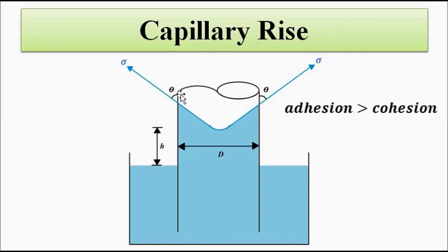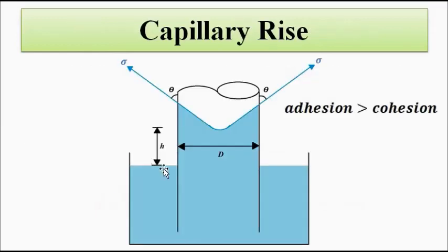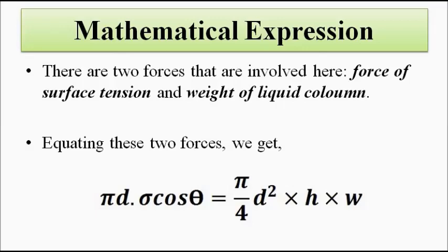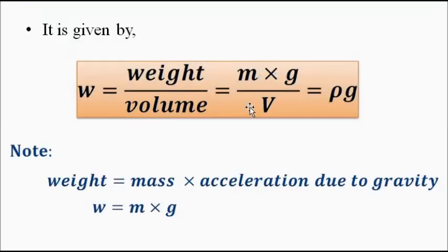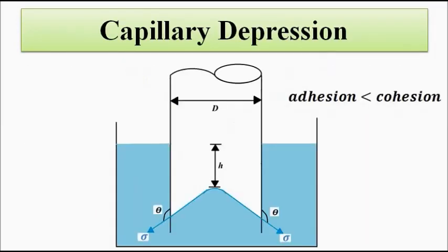Here the horizontal component sigma cos theta comes into play, and pi by 4 d square into h is the volume of liquid in the column. When it is multiplied with weight density, as per the weight density formula mg by v into v, try to understand: pi by 4 d square into h is v, W is mg by v. So v into mg by v, v gets cancelled and we are left with mg, mass into acceleration due to gravity, which gives us the weight of the liquid in the column.